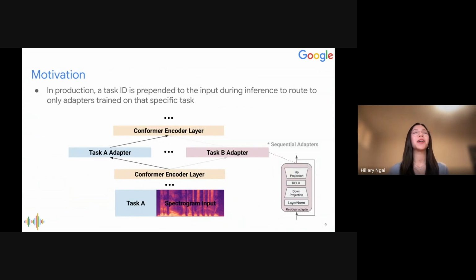Okay, so let's talk about the motivation for this work. In a production setting, a task ID is typically prepended to the input during inference to route to only adapters trained on that specific task. So let's go through this example diagram. We tell the model that we are on task A, and so the model runs inference, but only goes through task A adapters and completely ignores task B adapters or any other tasks.